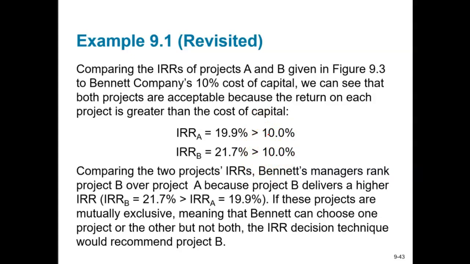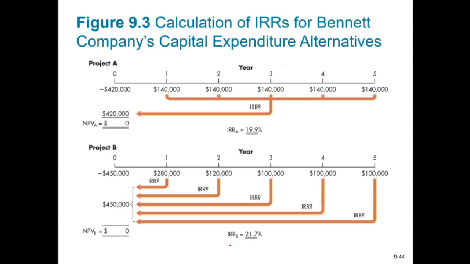But if we compare the two projects' IRRs, Bennett's managers rank project B over project A because project B delivers a higher IRR over A. Okay. So if these projects are mutually exclusive, meaning that Bennett can choose one project or the other, but not both. Mutually exclusive means you have to take only one project out of the two. So the IRR decision technique would recommend project B, and that is what is going to be shown in terms of the time scale.